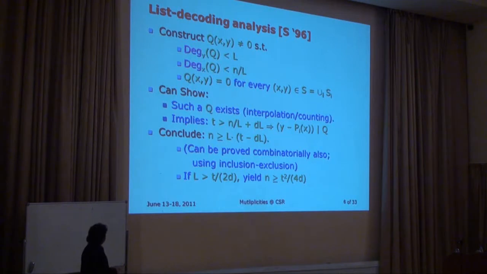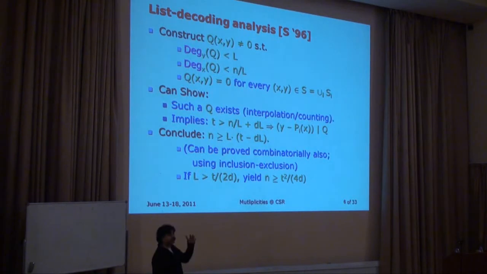Okay, and so in particular, this tells you that if the list size that you're looking for is very large, greater than t over 2d, then n would need to be very large, and the contrapositive gives you the bound on the size of the list that you're looking for. Okay.